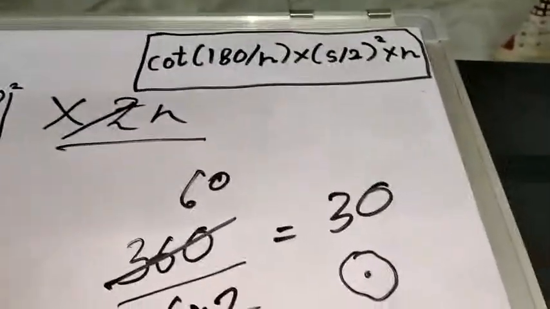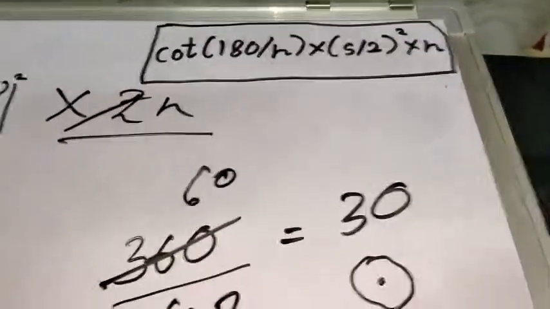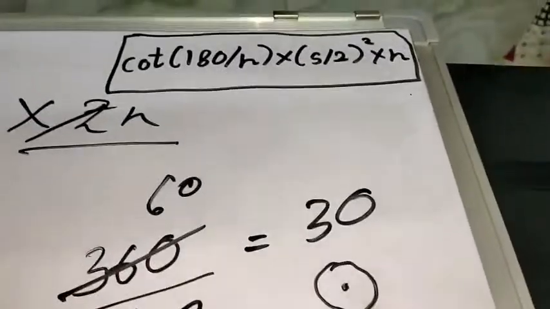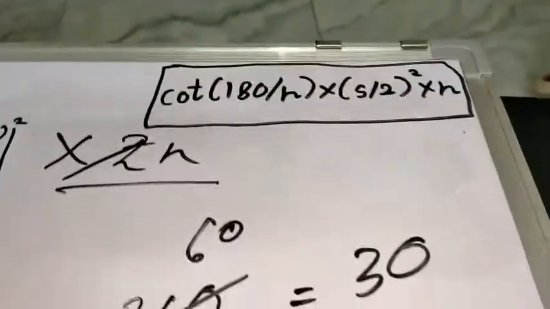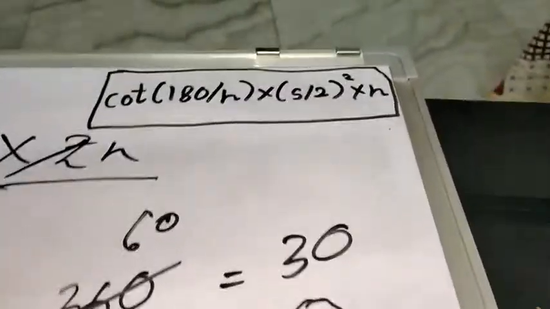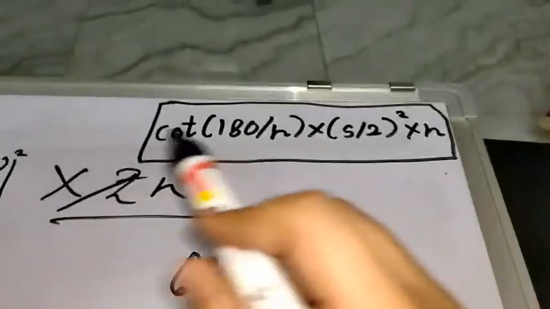And using this formula you can take out the area of precisely any regular polygon by just knowing the side and the number of sides the polygon has.